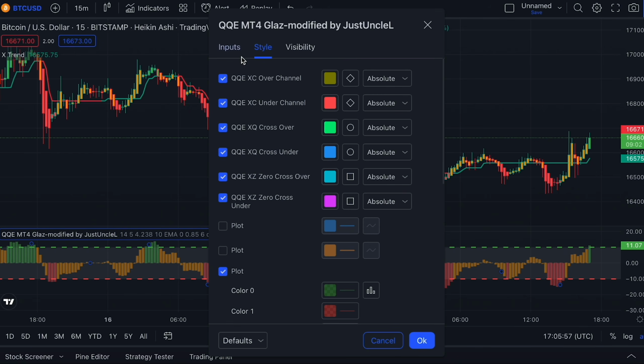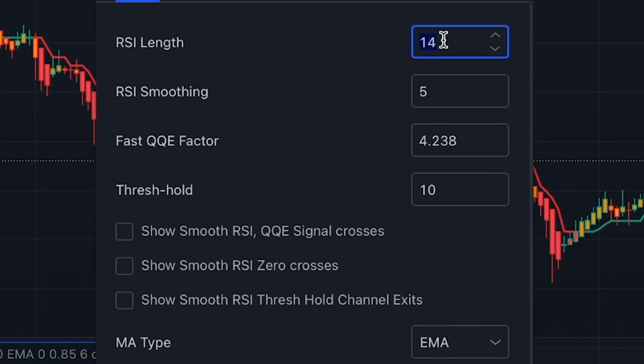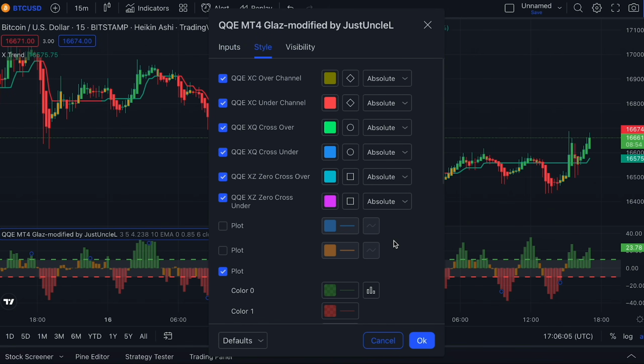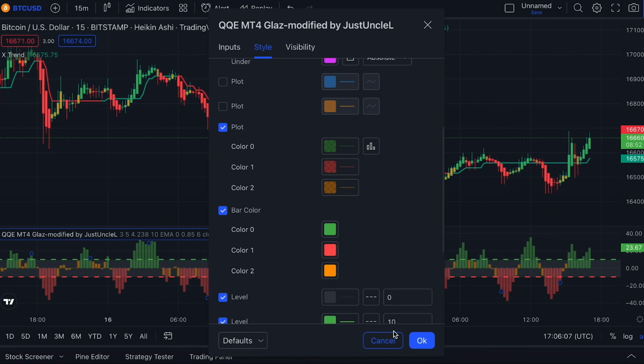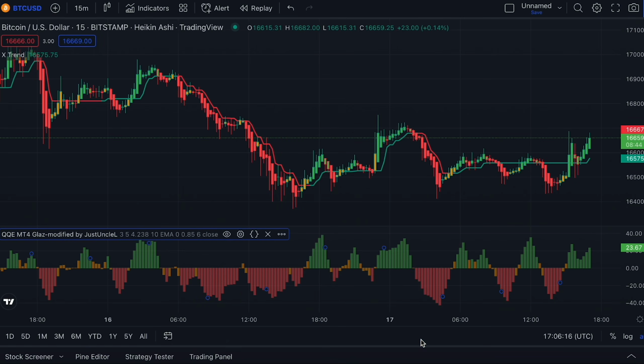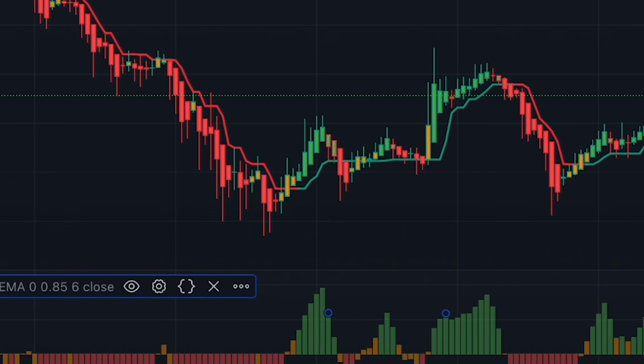The first action we'll take is to input data, then the RSI length will be reduced from 14 to 3. Alright? As we move along, we'll uncheck a few items in the style section. Since we don't need those, we'll uncheck these two lines for the plots and levels. We'll also deselect the H-line background. Now that you're finished, this is what it will look like. Let's keep the color of the bar, shall we?